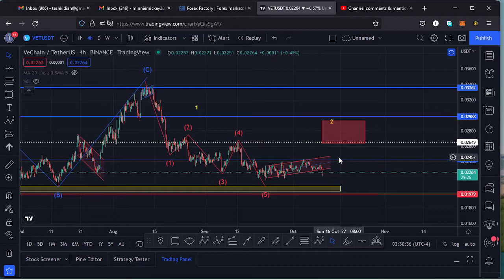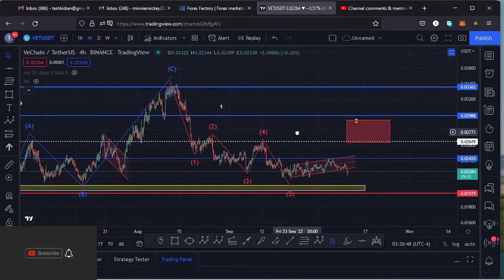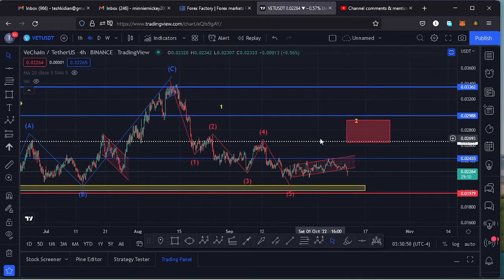For that to happen, I also expect to see an increase in volume here on the Vechain chart, and also a bull movement on the whole crypto market. So in case those two don't play out, then I don't think we are going to see higher prices any time soon here on the Vechain chart.